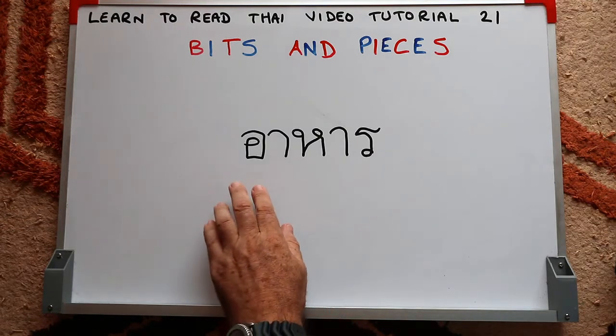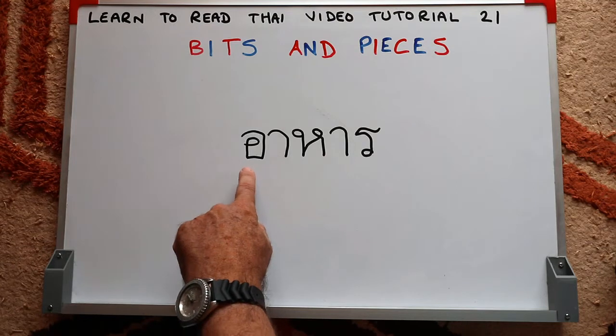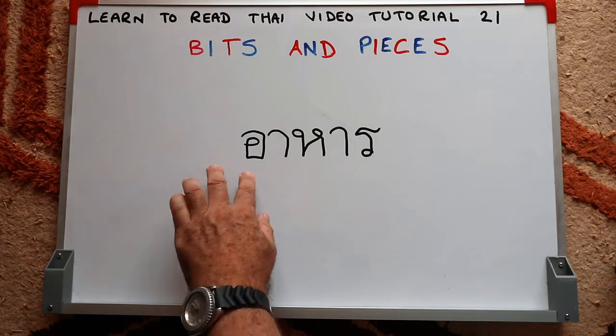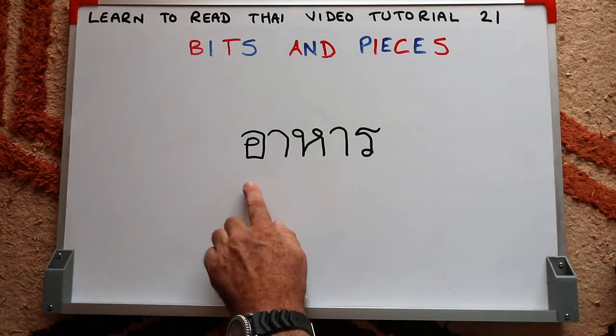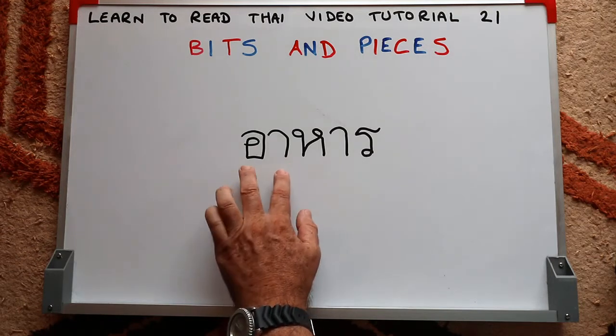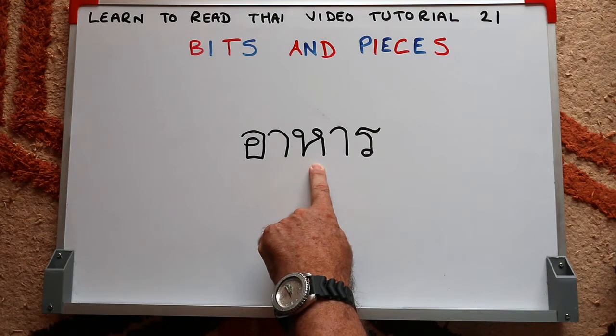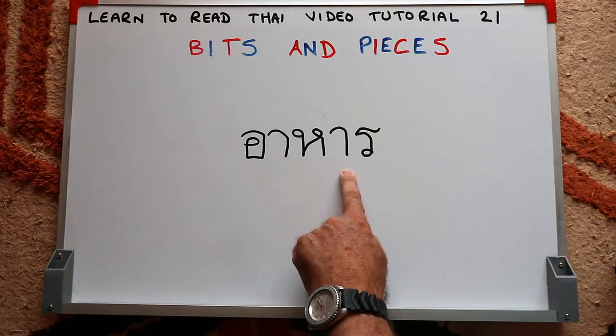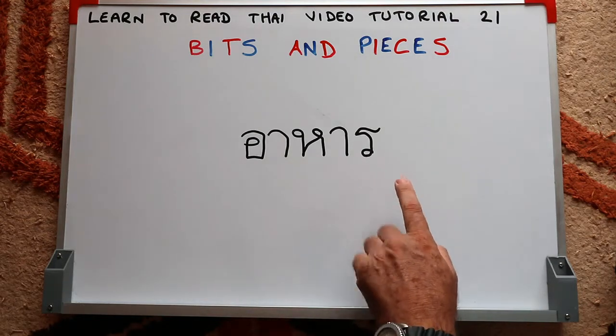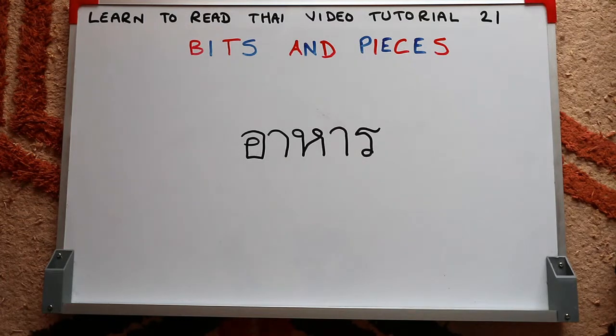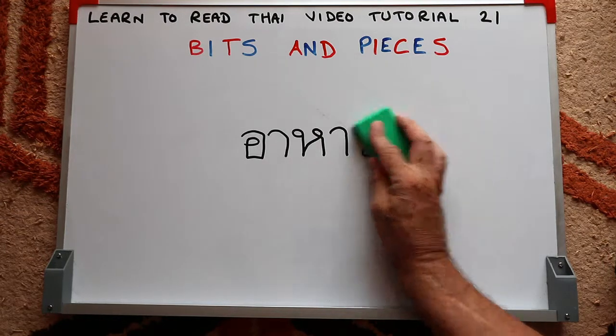So if we look at this word, again it's got the silent consonant, the or-ang at the front, so it starts with a vowel sound. That vowel sound is the long R. And then the second syllable we have the ho-heap H consonant, the long R, and the ro which makes an N sound. Ahan, Ahan, Ahan. And that's the Thai word for food.